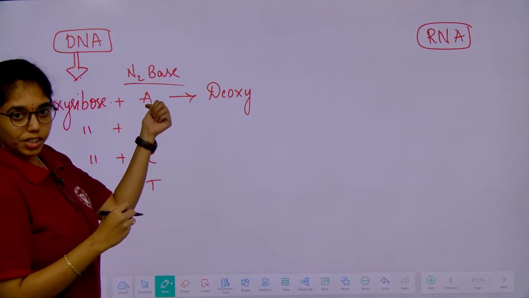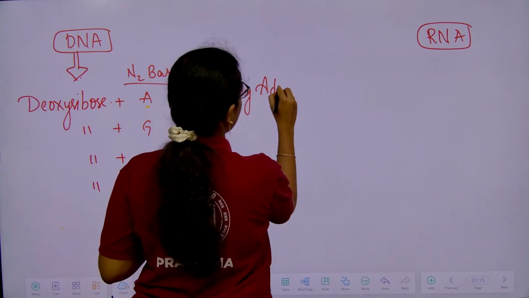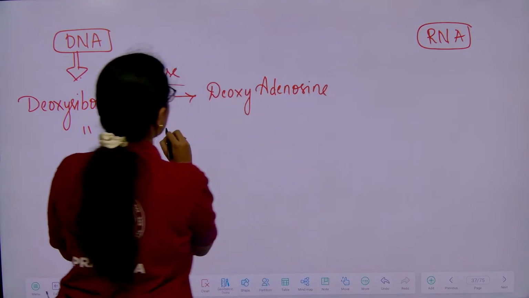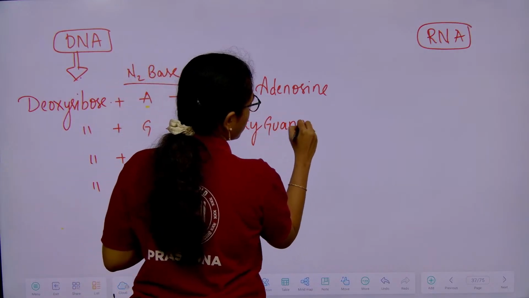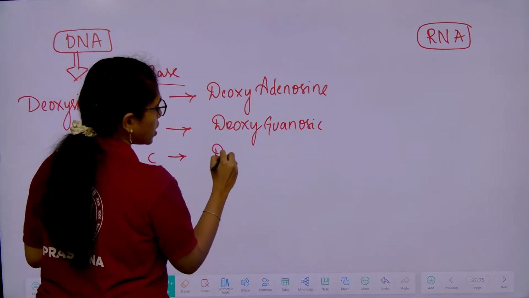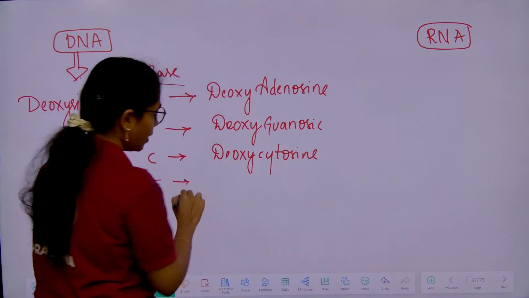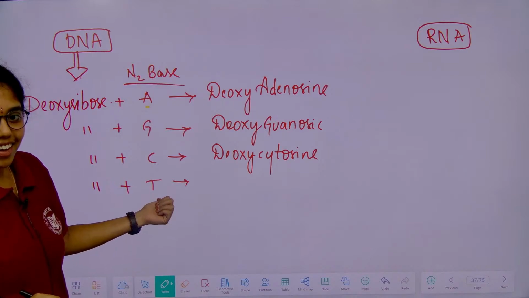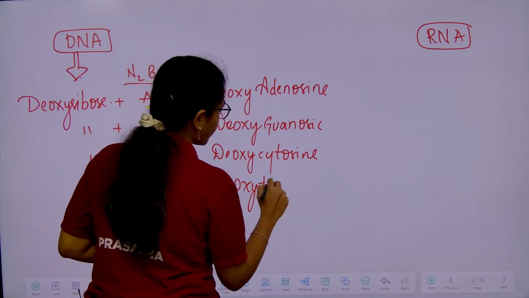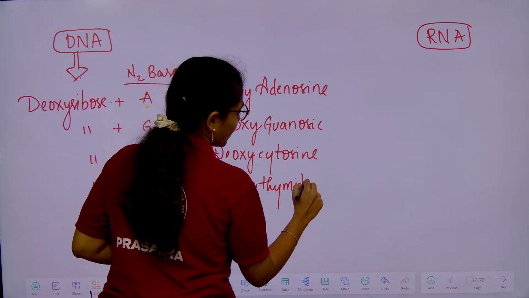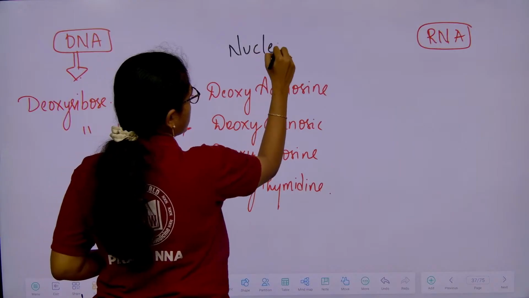If the adenine nitrogen base is attached to the sugar, very good, it is deoxyadenosine. In the same way, this is deoxyguanosine. And this will be deoxycytidine. And this will be thymidine. Somewhere I can hear thymosin. Okay, so all these are what? Nucleosides.